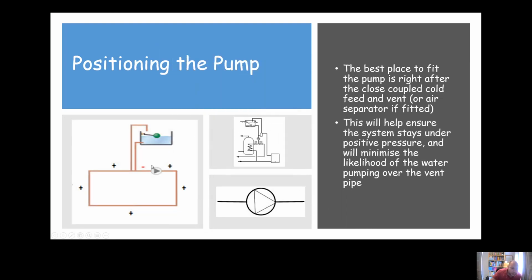And essentially what this does is it helps keep the system under positive pressure. So everything in front of the pump would be considered to be in positive pressure, and everything behind the pump up until it reaches the cold feed would be considered to be negative pressure, because the pressure in the system changes at the cold feed. So if you fit it immediately after the cold feed, we've got positive pressure all the way around back to the cold feed, and just a very small amount of negative pressure behind the pump.